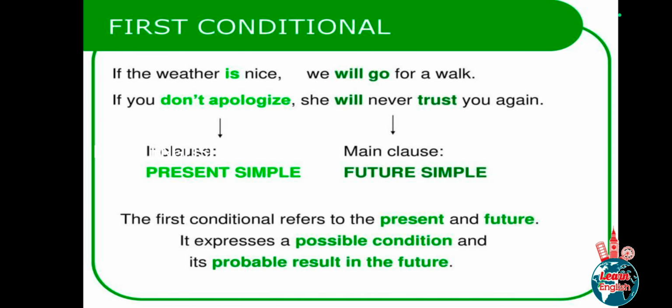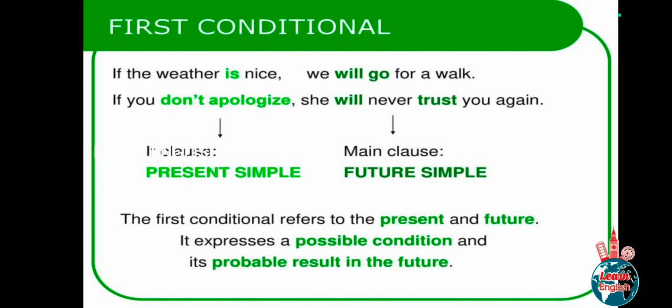What is first conditional? If the weather is nice, we will go for a walk. If you don't apologize, she will never trust you again. What is the if clause here? That is present simple, and the main clause is future simple. In zero conditional we saw present simple in both clauses, but here we change the main clause into the future simple. But why are we using it?